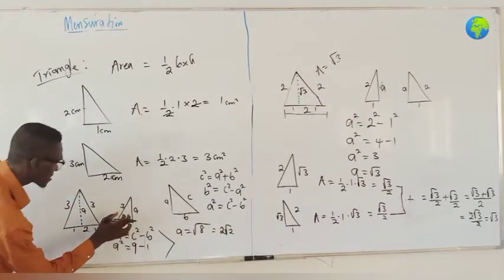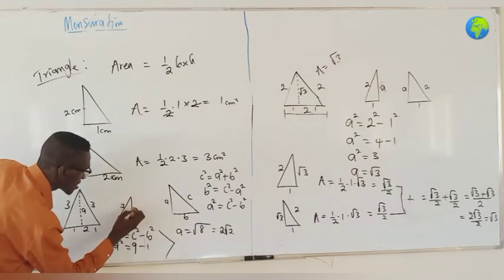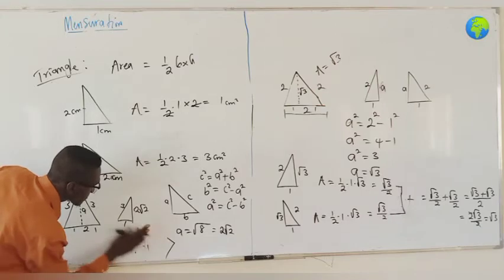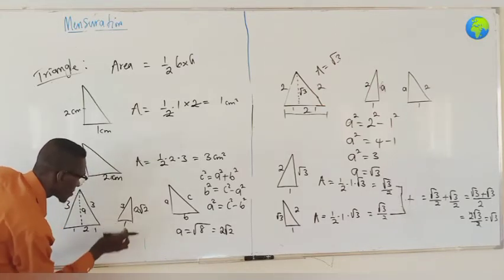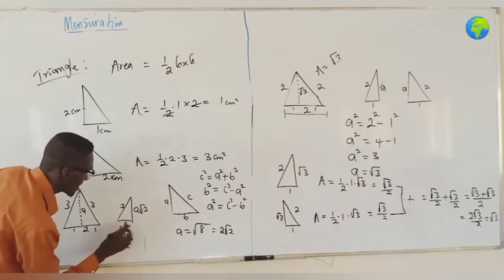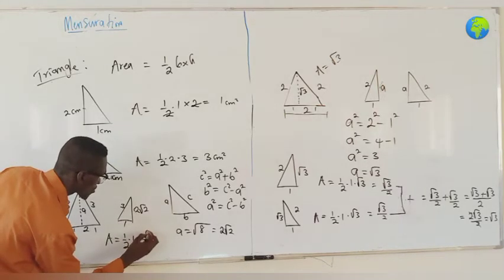The area of this triangle, if a is this, let me write this, 2 root 2. So at the end, I'm going to have that the area of this is going to be 1 over 2 base, which is 1, times what is the height. The height is 2 root 2.